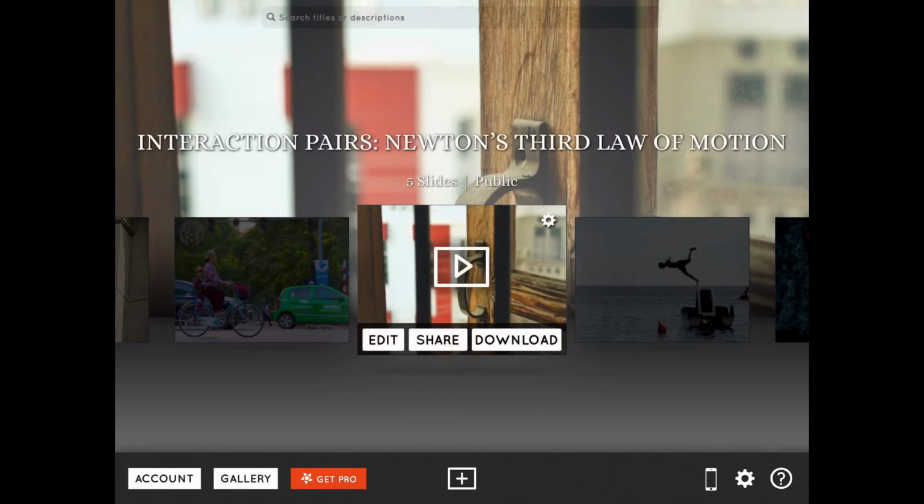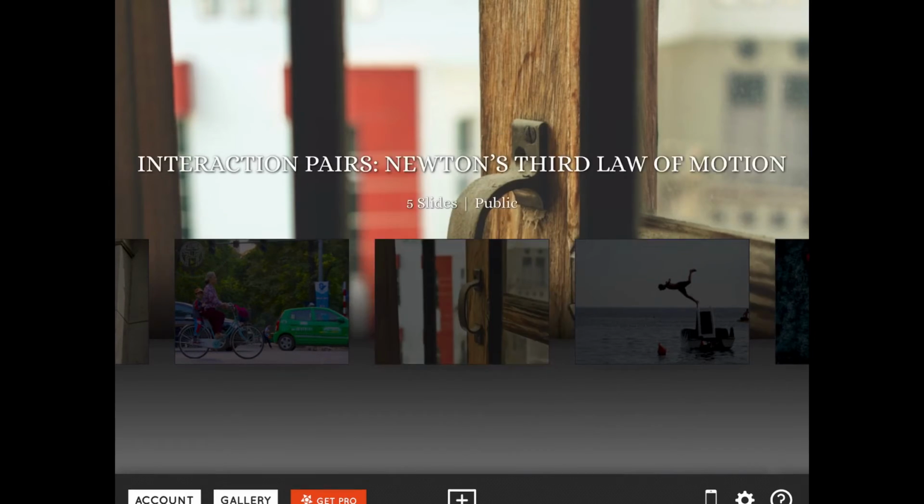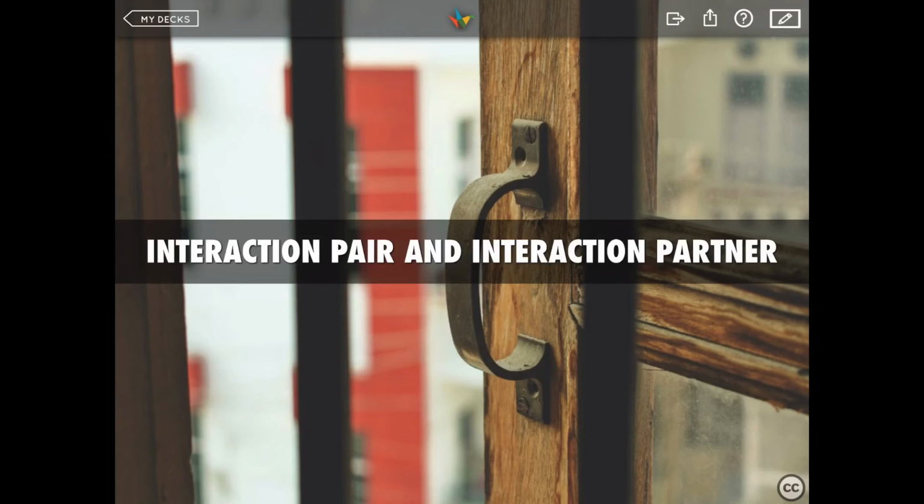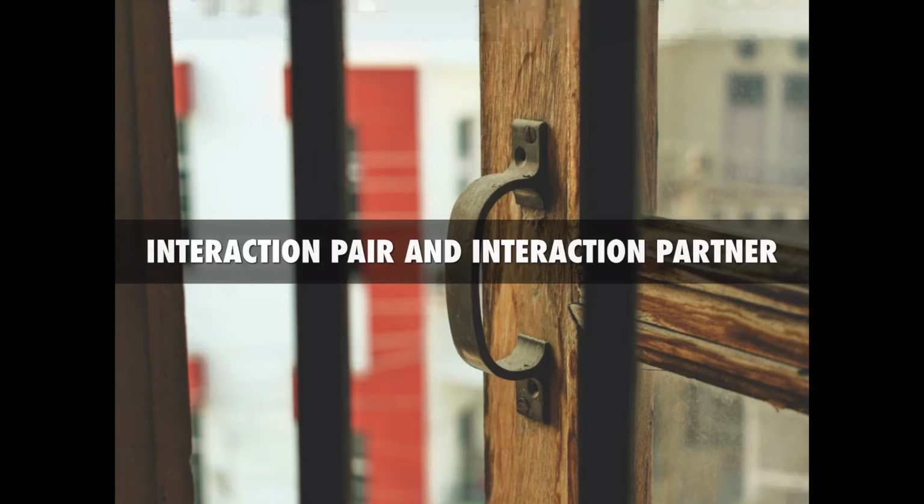Interaction pairs, Newton's third law of motion. In this section, we learn that forces always exist in pairs. Every force is part of an interaction between two objects, and each of the interacting objects exerts a force on the other. We call the forces an interaction pair. Each force is the interaction partner of the other.